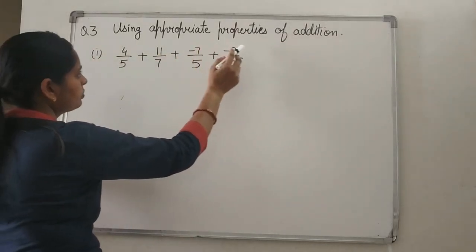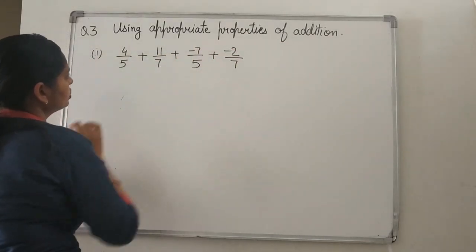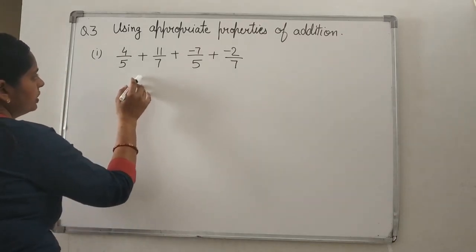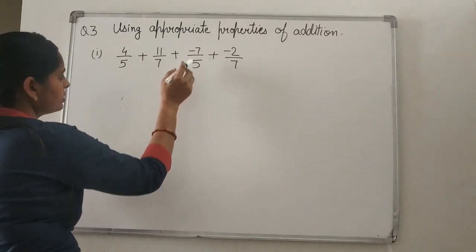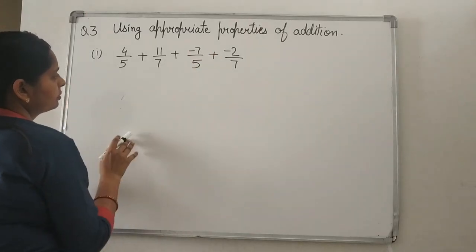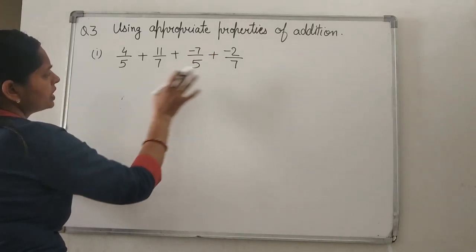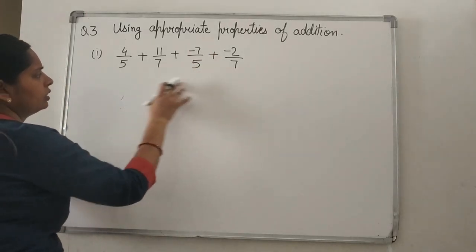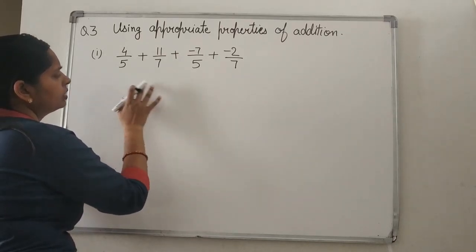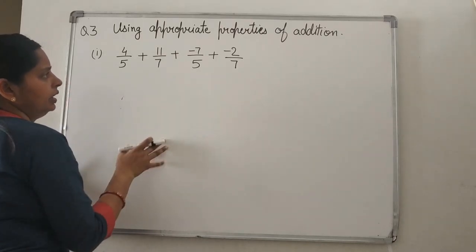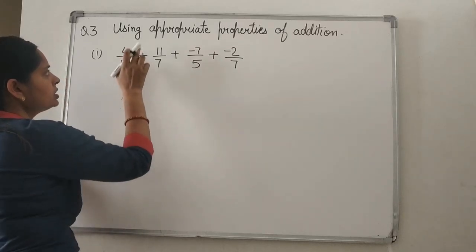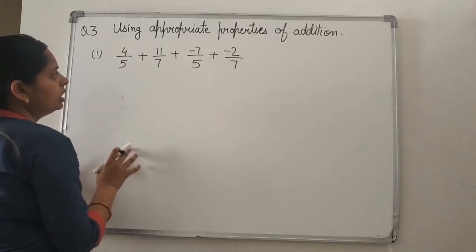Using appropriate properties of addition, we have to solve this. 4 upon 5 plus 11 upon 7 plus minus 7 upon 5 plus minus 2 by 7. We know that 4 rational number terms we are having, so directly we can go for the LCM and we can turn up the numerators accordingly and we can add. Directly we can do. But the question is saying that you have to use the appropriate property.